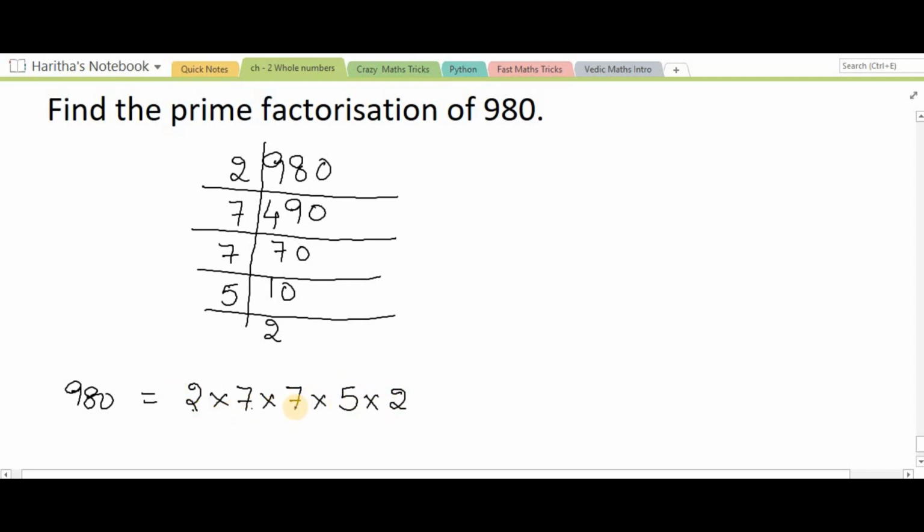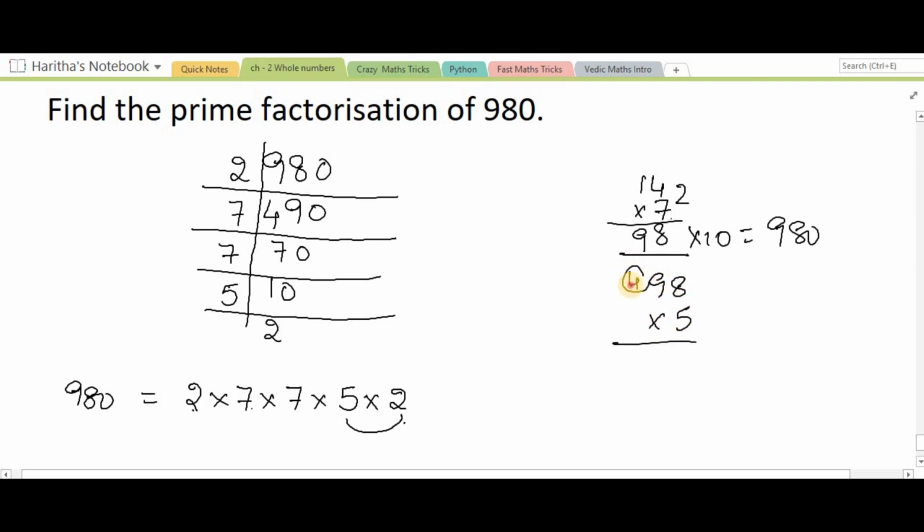So 2 7s are 14, 14 7s are 98. Let's find out 14 7s: 7 4s are 28, 7 1s are 7 plus 2, 9, so 98. Now 98 into 5, or instead you can just multiply by 10 here and you will get 98 10s are 980. Or if you want, you can multiply 98 by 5: 5 8s are 40, 5 9s are 45 plus carry 4, 490, and multiplied by 2: 2 0s are 0, 2 9s are 18, 2 4s are 8, 9. In any way, the answer will be 980 itself.